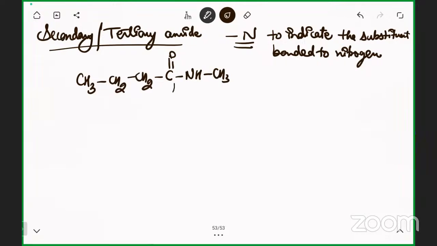See, one chain is on this side, one chain is on this side with the NH. So this is secondary. Okay. I'm telling you the first name, and the second name you will do.